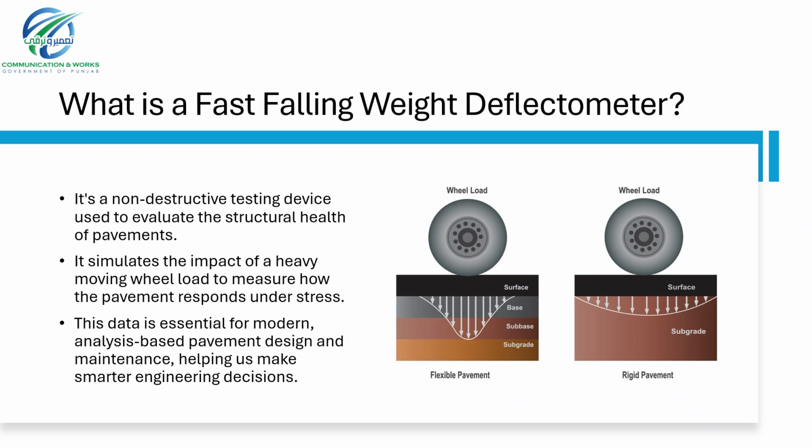The primary function of FFWD is to simulate the effect of a heavy moving wheel load. By applying a controlled dynamic load, we can accurately measure the pavement's structural response. The data acquired is a fundamental requirement for analytically based pavement design and management methods. This capability allows engineers to move beyond empirical assumptions and facilitate informed, data-driven decisions regarding pavement maintenance and rehabilitation strategies.